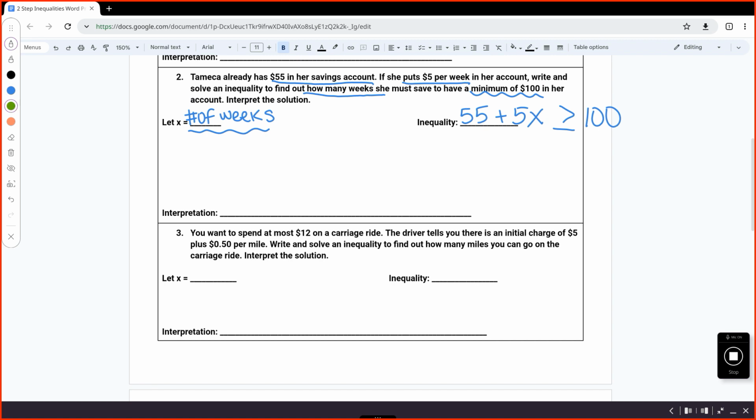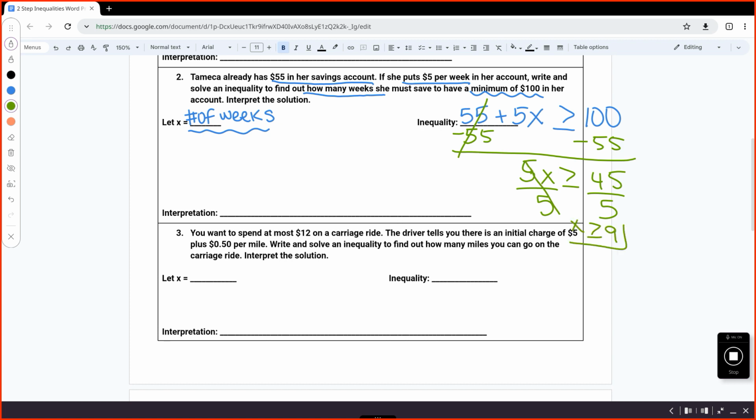Okay, and then we can go ahead and solve. So we're going to subtract 55 on both sides. Then we have 5x is greater than or equal to 45. Then we are going to divide each side by 5, and that's when you get x is greater than or equal to 9. So our interpretation sentence here is she must save for a minimum of 9 weeks. You could say at least 9 weeks. You could say 9 weeks or more.